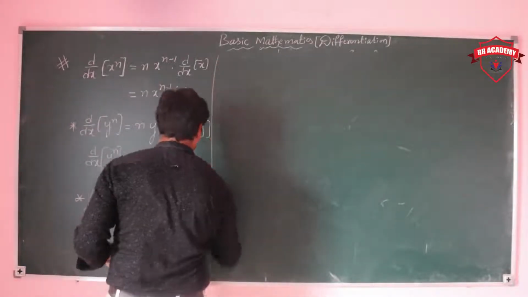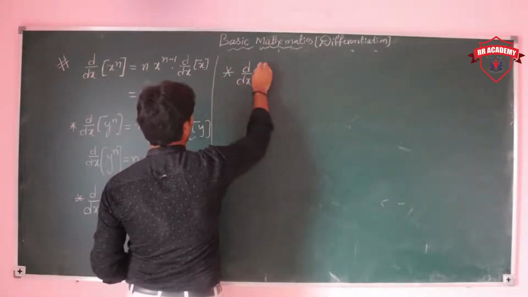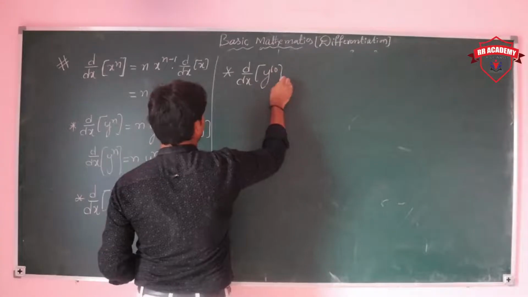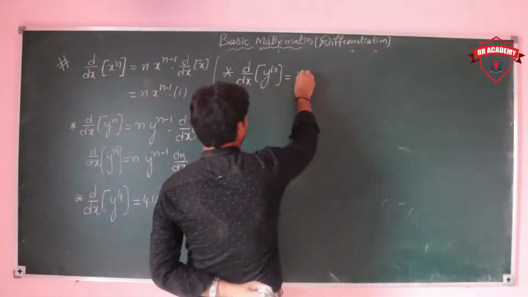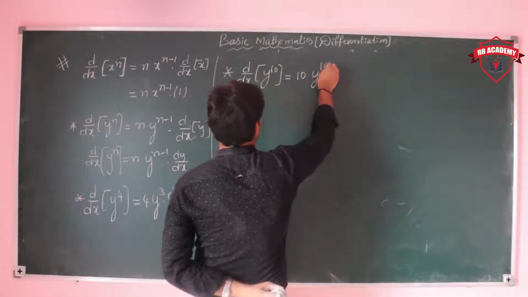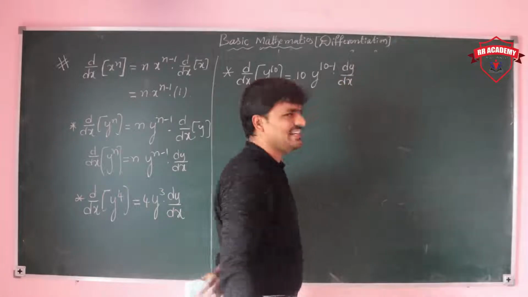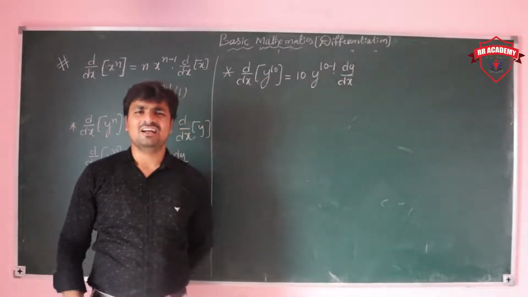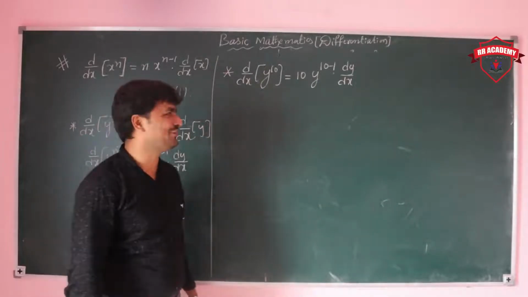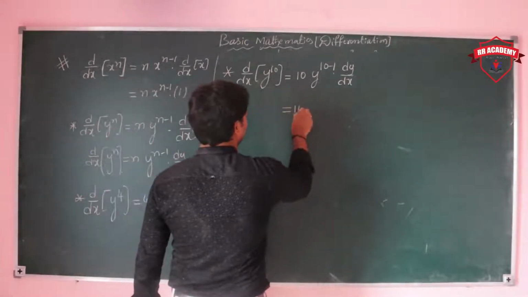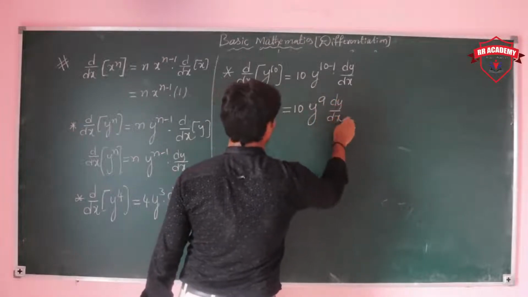Take one more. If you have d by dx of y power 10, then what is the value? Simple. 10 into y to the power of 10 minus 1 into dy by dx. Why are we getting dy by dx? Again, differentiable function and differentiating function are both different. So then you get 10 into y power 9 into dy by dx.